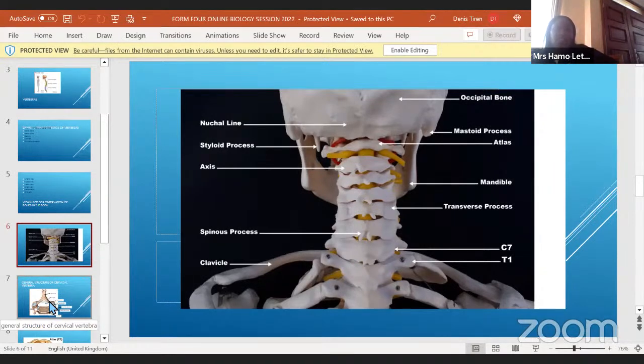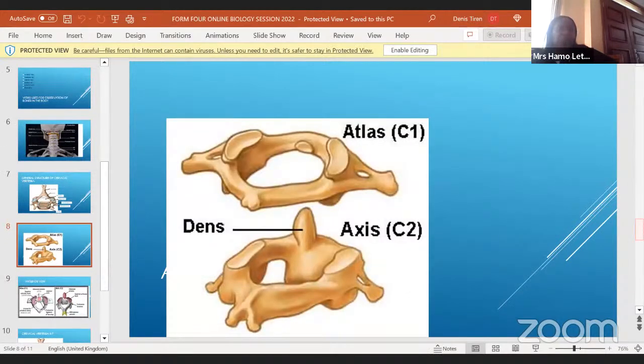So we have general characteristics of these vertebra. Characteristics of all the vertebra. Can I have people to talk about that? General characteristics of cervical vertebra.